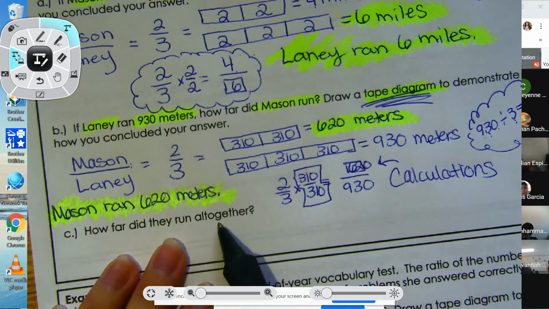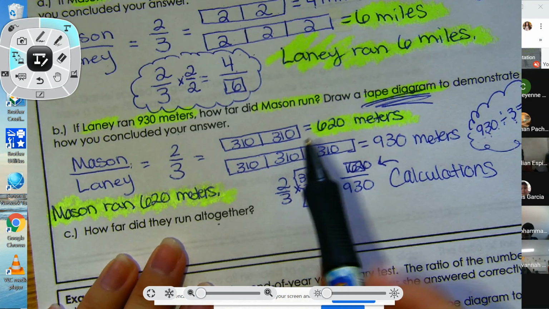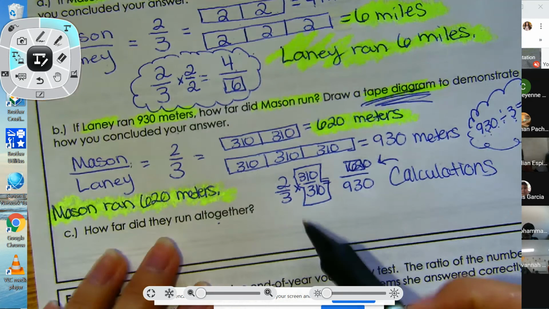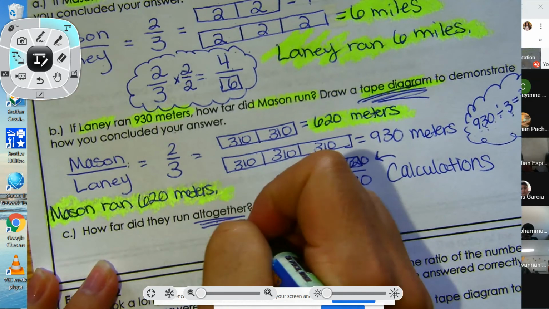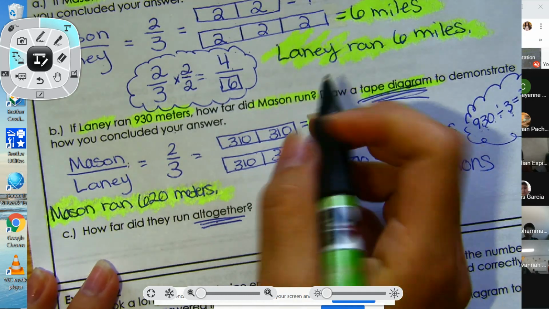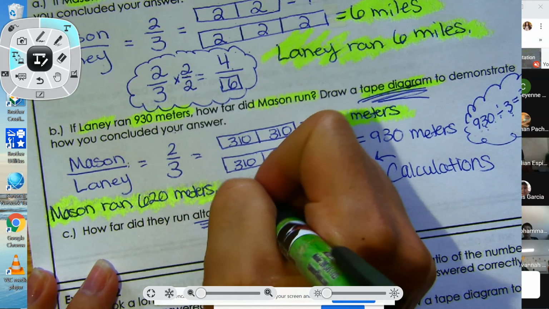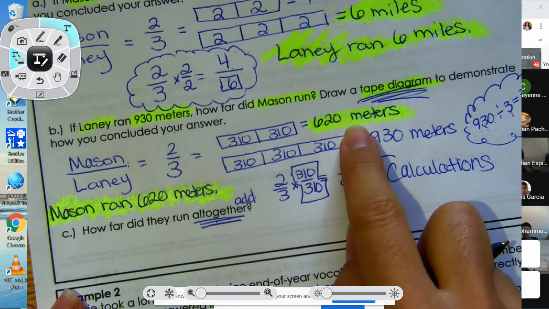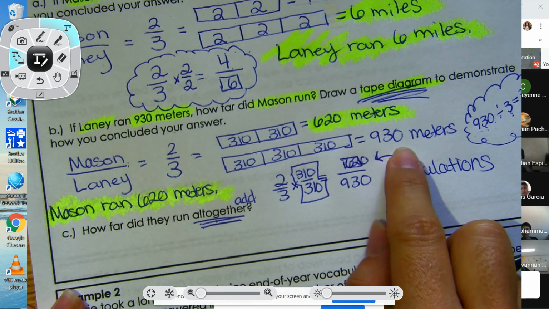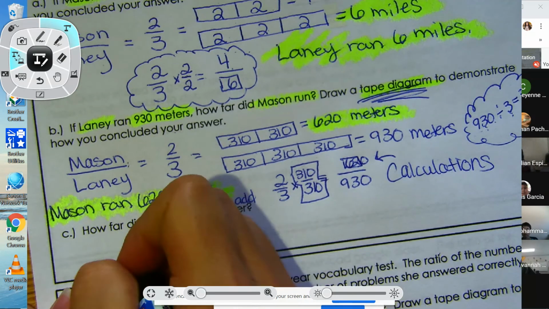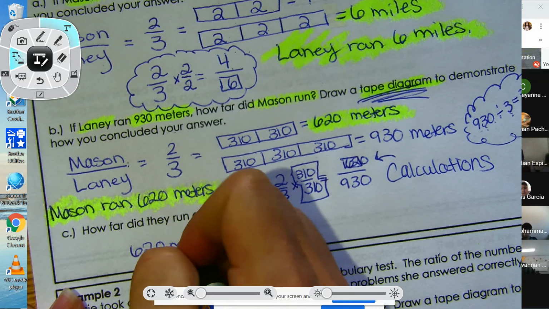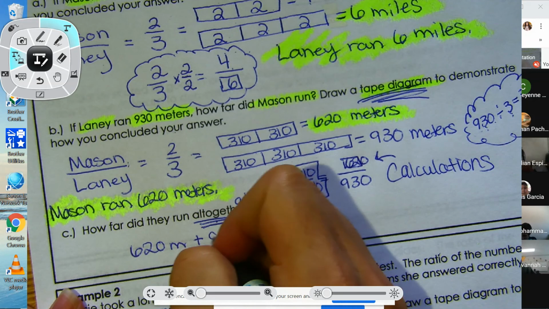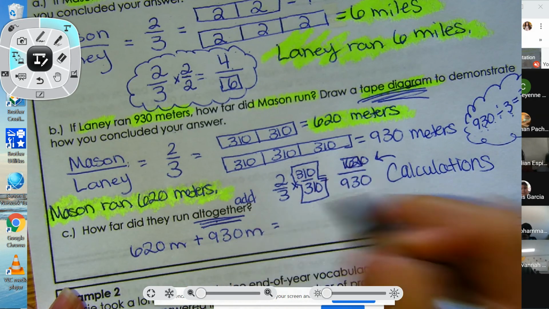So I am going to assume that this is talking about the prior question that we just solved. So all together, whenever we see all together, we should be thinking, oh, I need to add, right? I need to put them together, which then means I need to add. So we're going to add the 620 meters and the 930 meters together. So we have 620 meters plus 930 meters.